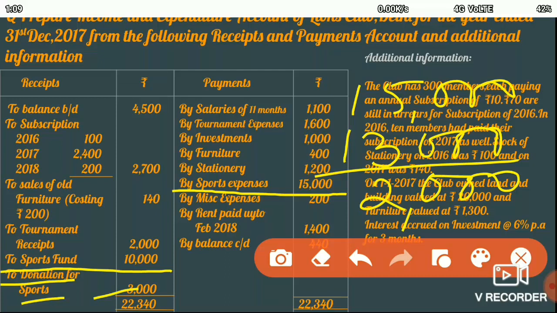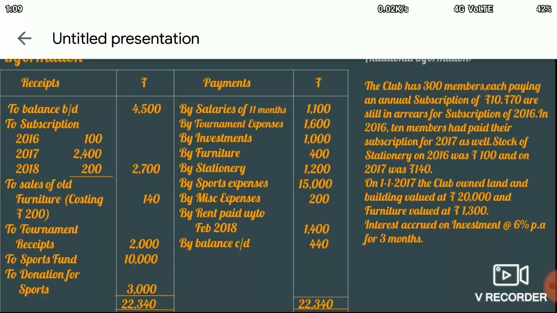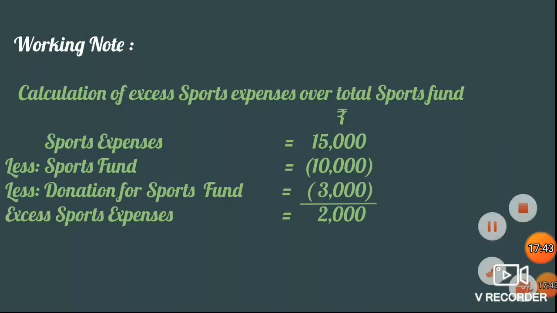So this 2,000 rupees will be shown in the income and expenditure account. Normally the expense is not shown if the fund can cover the whole expense, because the balance of the fund will be shown on the liability side of the balance sheet. But in this case, the fund is not enough to meet the total expense. So we have to show the shortage in the income and expenditure account. So this 2,000 rupees will be charged to the income and expenditure account in this sum. So this is how we will calculate.